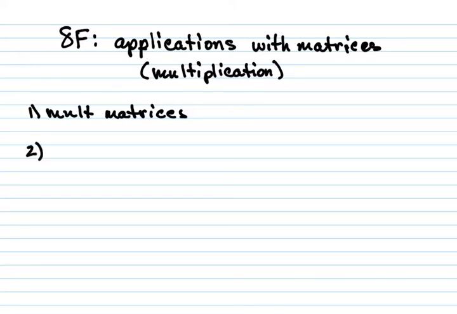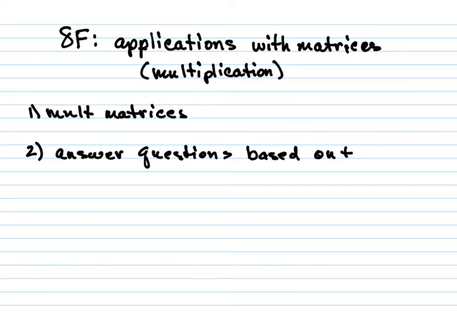And then second, you're just going to answer questions based on the products. For example, the pieces of information that you get are going to be labeled and give you specific information. After you multiply them, you'll be able to put that specific information together. Now these are really simple questions. Some of them, you're going to see no reason for doing the multiplication at all, and I'm going to show you a shortcut where you don't have to.